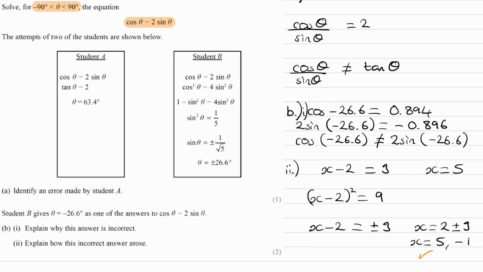But then we end up with an extra solution. We end up with minus 1. And minus 1 is not a solution to this original equation. So what we see is that by squaring both sides of the equation, we have ended up with an incorrect solution.